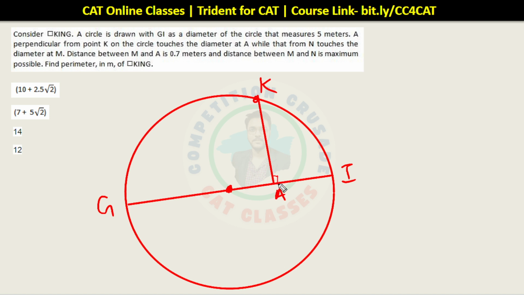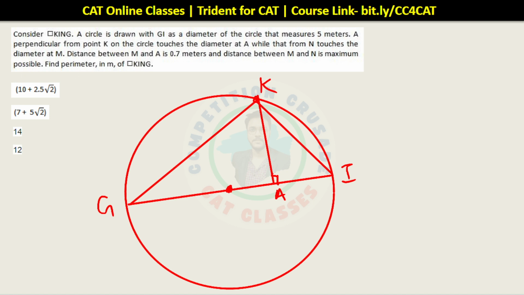This is a perpendicular distance. Now it says, while that from N touches the diameter at M. All right, first of all, let's draw the quadrilateral a little properly so that we don't have any issues. Now the distance between M and A is 0.7 meters, and the distance between M and N is maximum possible.